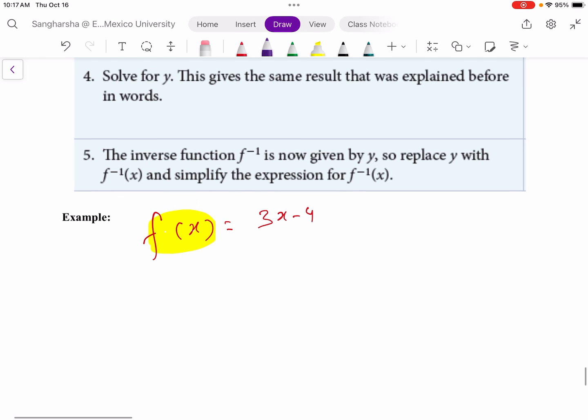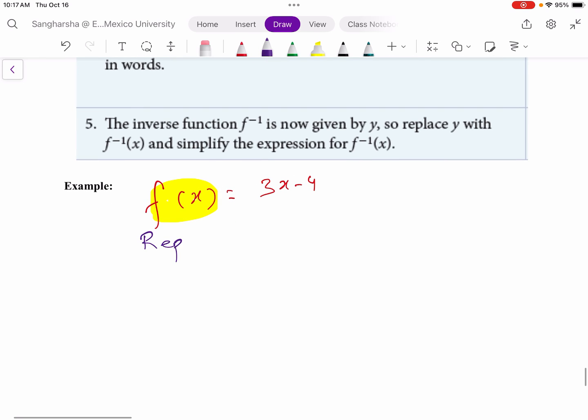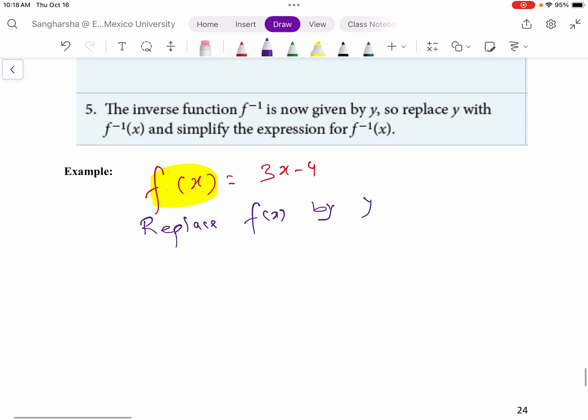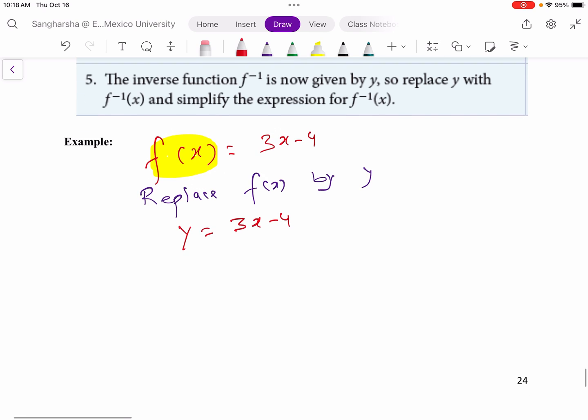The very first step is that we replace f of x by y. If you have g of x, you replace g of x by y, and if you have h of x, you replace that by y. So we have y equals 3x minus 4. This is the first step.